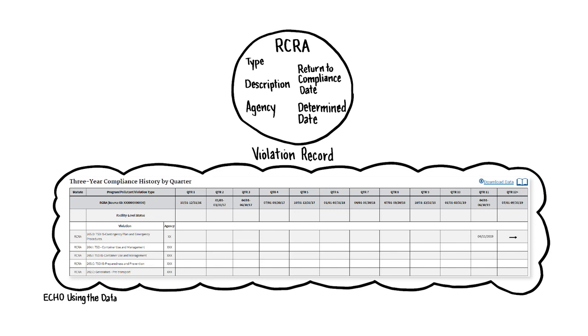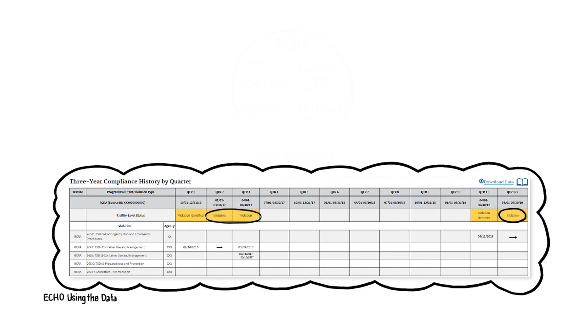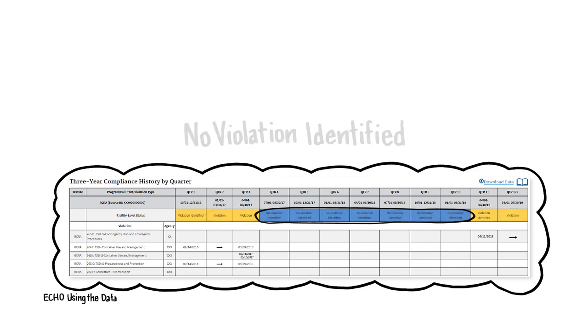Next, ECHO uses the identified violations to update the facility level status row. Quarters containing a determined date are yellow, and the facility level status reads Violation Identified. Quarters with open violations are yellow and read Violation. Quarters with no identified violations are blue and read No Violation Identified.